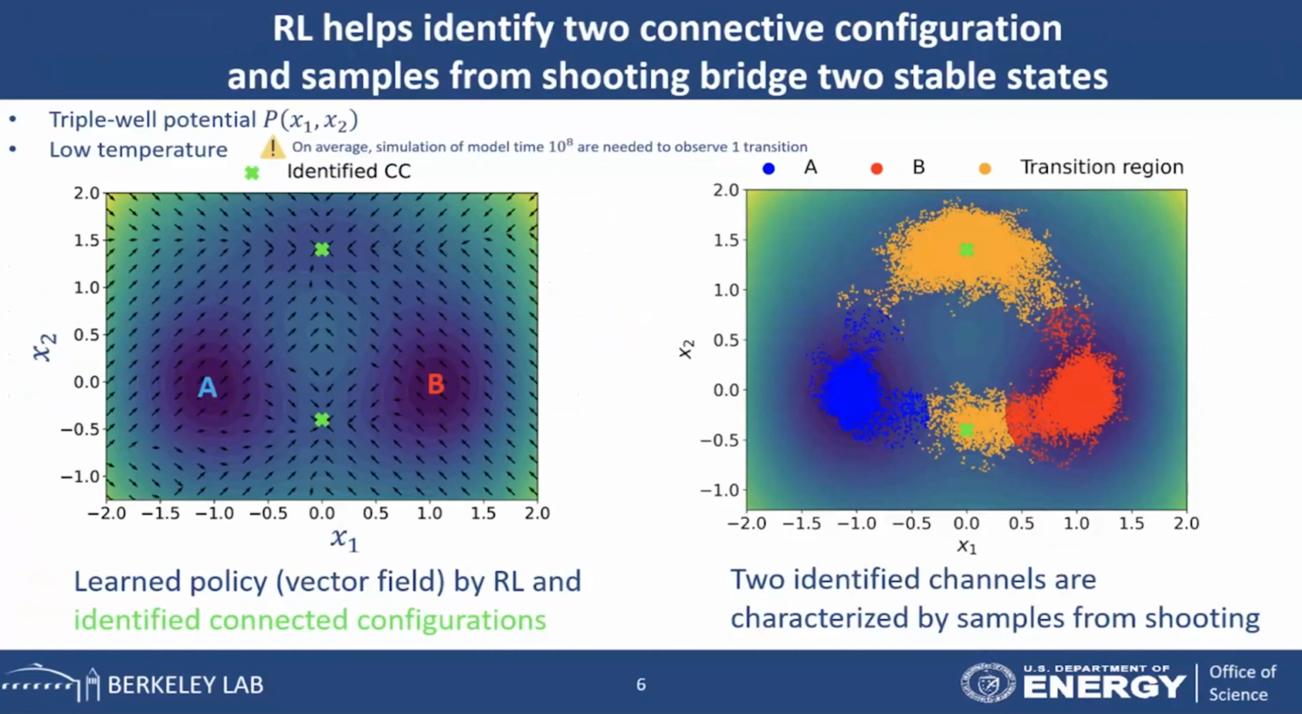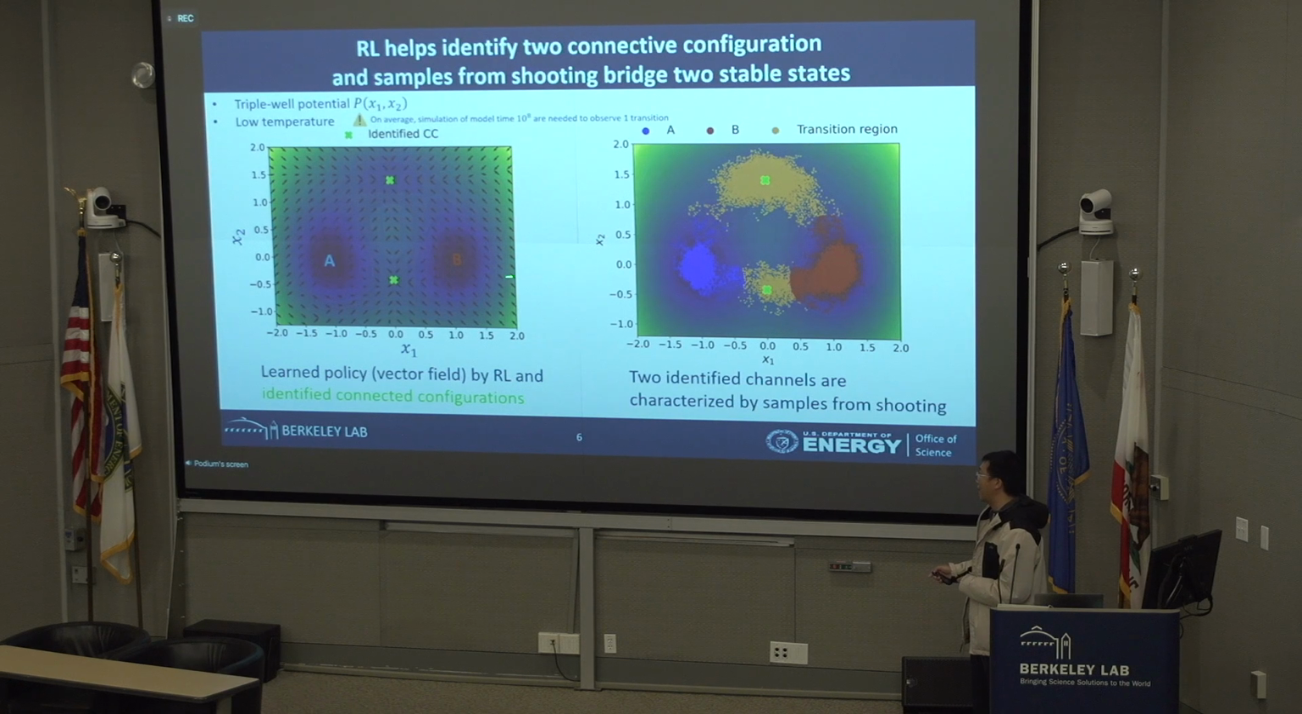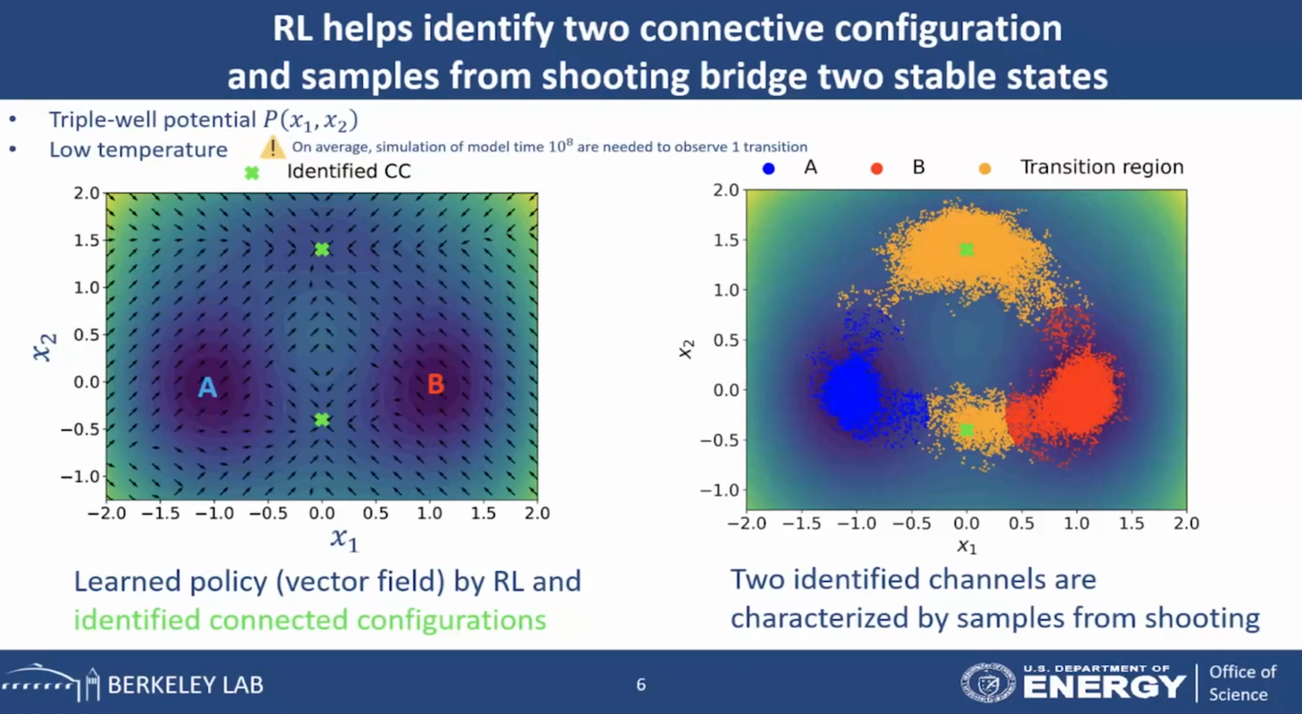Okay, now let me show how effective our method is with two numerical examples. The first one, we consider the triple well potential at low temperature. The background of this plot is the potential energy surface, and the darker part represents the lower energy area. We have two stable states, A and B, which lie in the low energy area. We can clearly see there are two transition channels. The first one goes through the top, and the other goes through the bottom. Even though this two-dimensional problem seems simple, on average it takes about model time 10 to 18 to observe one transition. We can take a look at the policy learned by the neural network, and it converges to the two kinetic configurations.